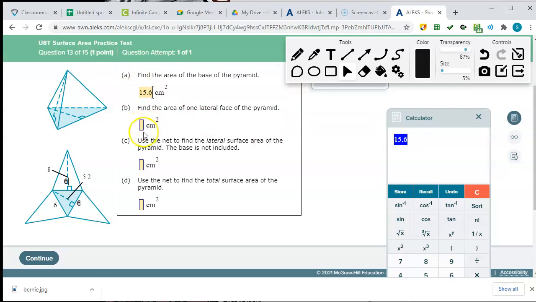Find the area of one lateral face. Well, that's 6 by 8 divided by 2. So this one triangle is just 24, one of these white triangles. If we wanted to find all 3 white triangles, the lateral area, that'd just be 24, 48, 72. 3 times 24. And then if we want to find the total area, we take the base and the lateral area, so we can take our 15.6 plus our 72, and we get 87.6.